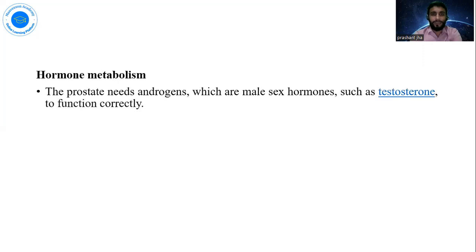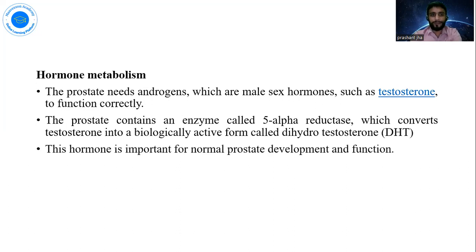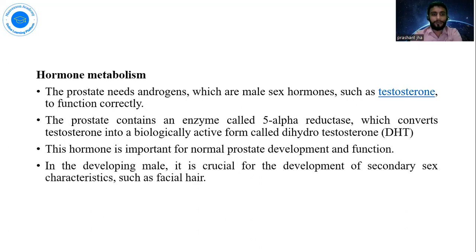The prostate needs androgens, which are the male sex hormones such as testosterone, to function correctly. The prostate contains an enzyme called 5-alpha reductase, which converts the testosterone into the biologically active form called dihydrotestosterone, that is the DHT. This hormone is important for normal prostate development and function. In the developing male, it is crucial for the development of secondary sex features such as facial hair, etc.